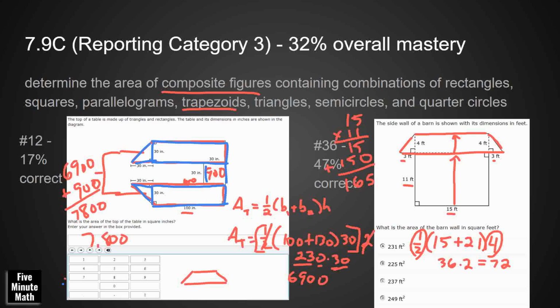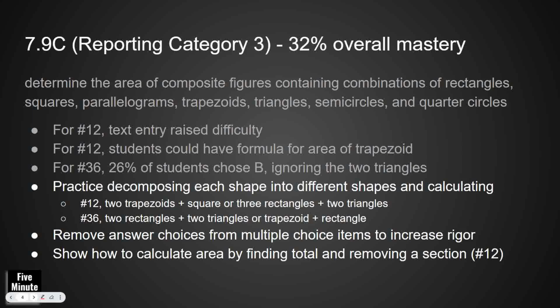So if I add my 165 and 72, I get 237. So my answer here is C. So that is the correct answer for both of these. We got 47% on that. So let's look at our misconceptions.